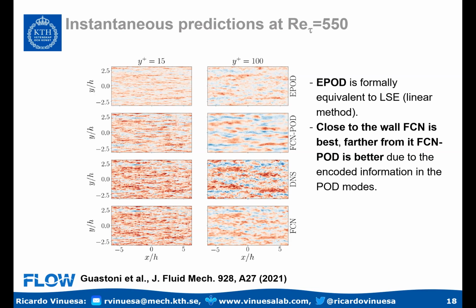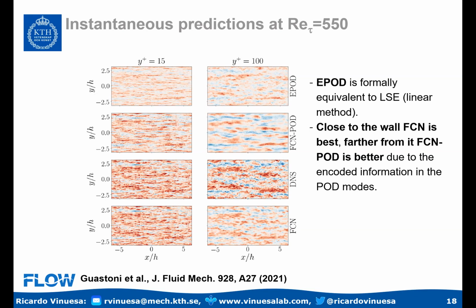And if we look at the fourth row, that's the FCN. That's where we use the whole plane to predict another plane. We see that the agreement at y+ of 15, so these two panels, is actually really good. So the instantaneous prediction is excellent. I'm going to show you in a minute the statistical results, but instantaneously the flow looks really good.